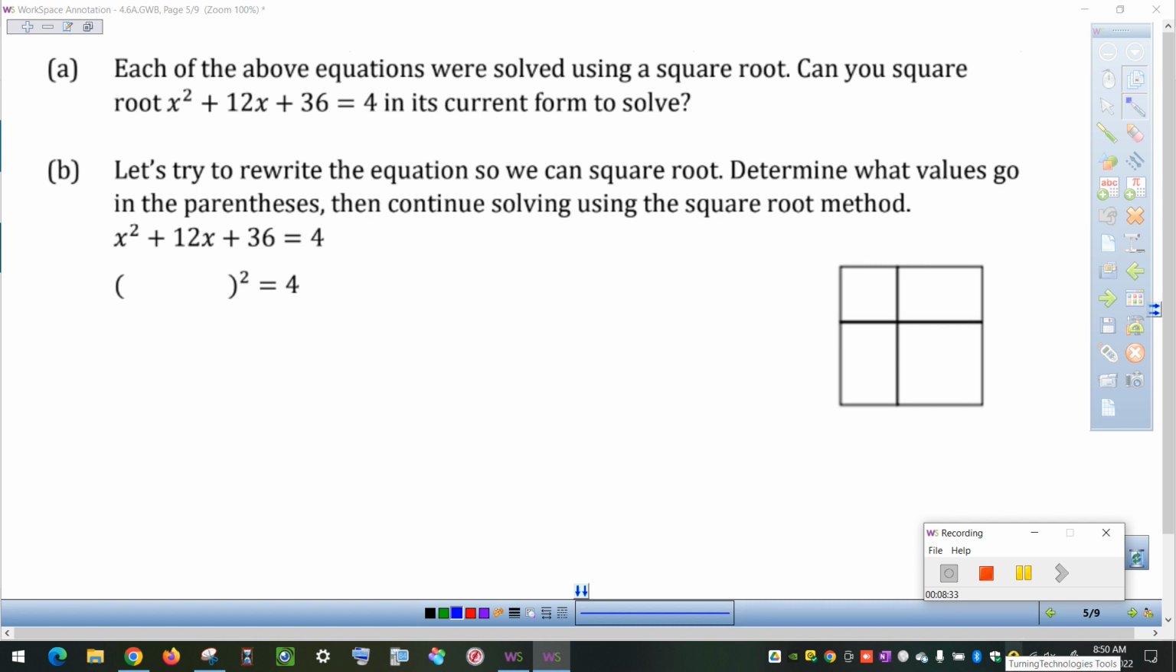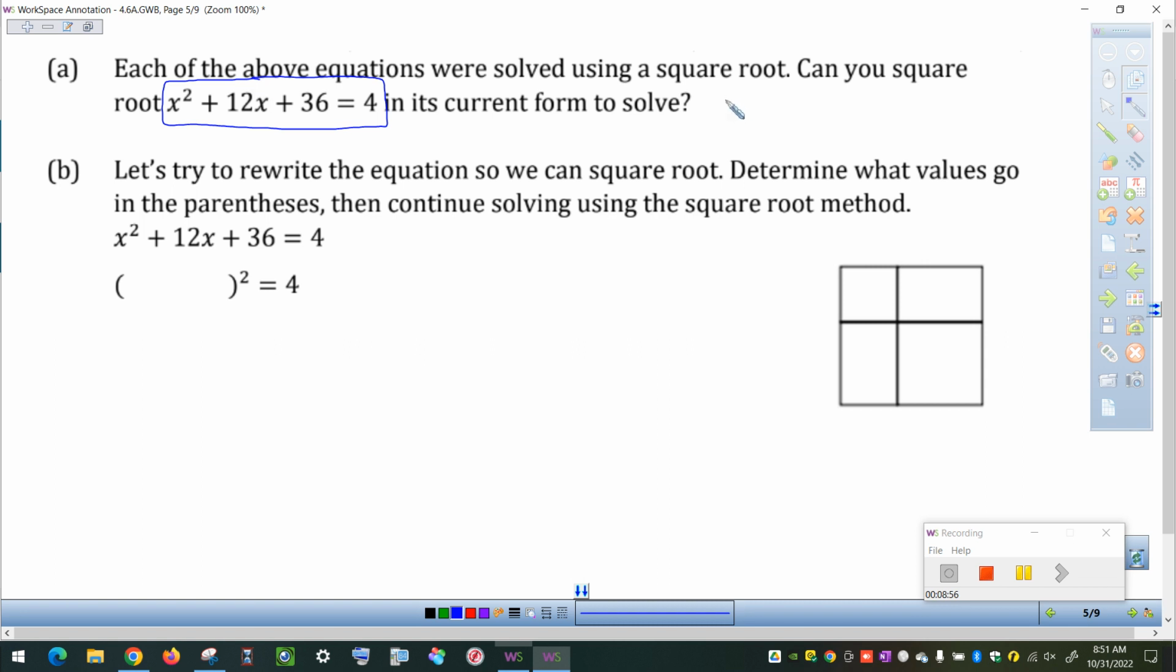So each of the equations that we've looked at so far were solved using a square root. Well, in order for us to use the square root, we had to have either an x that was being squared or a quantity, a parenthesis, that was being squared. And so notice that this next equation looks very different. So here we have x squared plus 12x plus 36 equals 4. And it's asking us here if we can square root that in its current form.